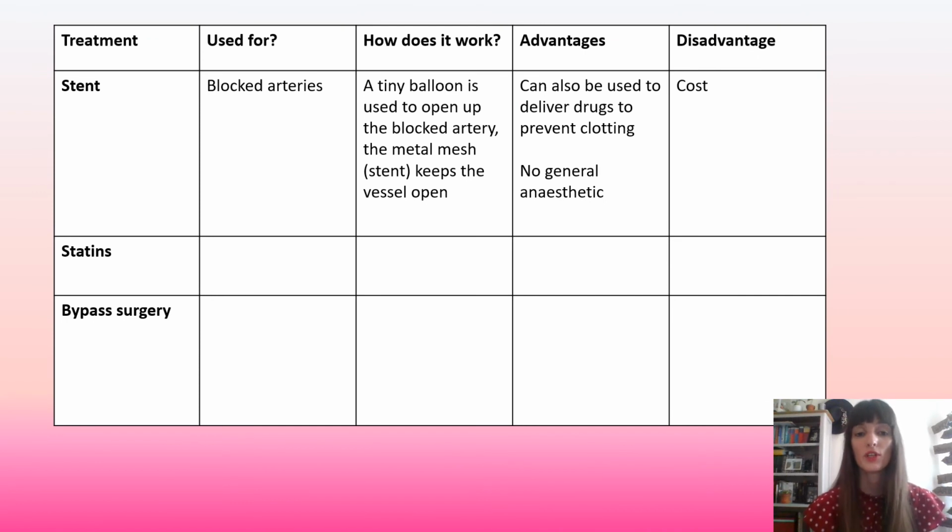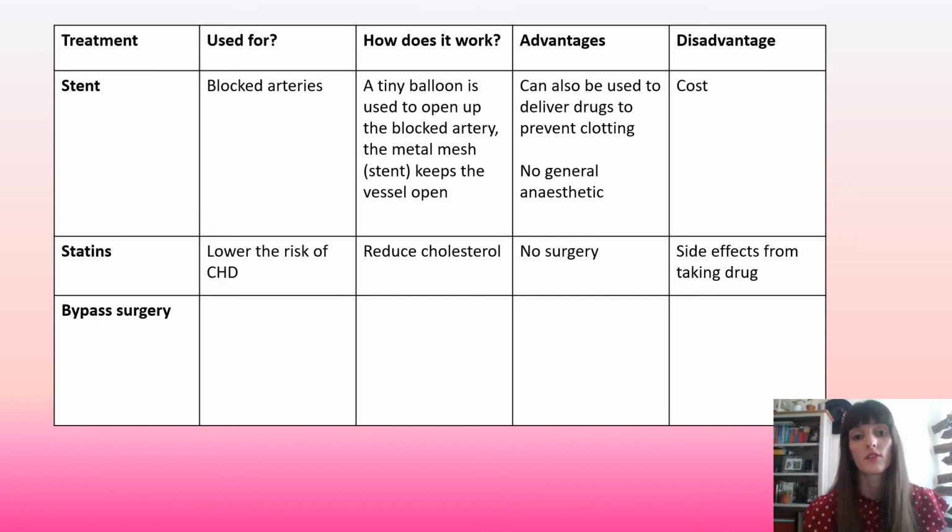Starting with a stent, we use it for blocked arteries. It's a tiny balloon which is used to open up the blocked artery. And the advantages is that it can be used to deliver drugs to prevent clotting. You don't need a general anaesthetic. But the disadvantage is that there is a cost involved, obviously.